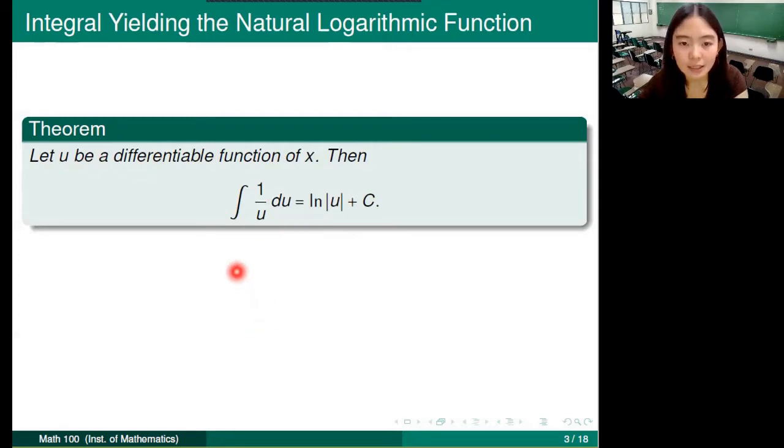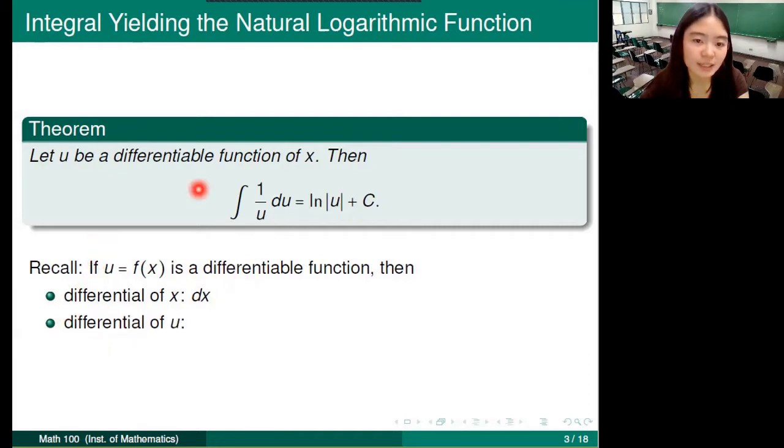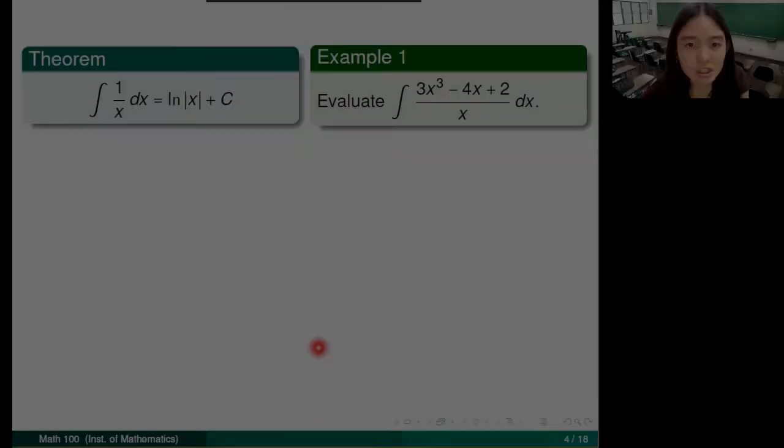Where, recall lang natin, yung du dito medyo iba siya. Ito ay yung differential of u natin. So, recall ko lang quickly kung ang u natin ay f of x, which is differentiable. Then, yung differential of x natin ay dx. And yung differential of u natin, which is this one actually, du, has the formula f prime of x dx. Sige, to illustrate this theorem, let's try.